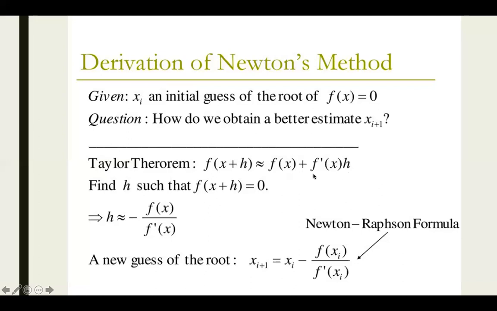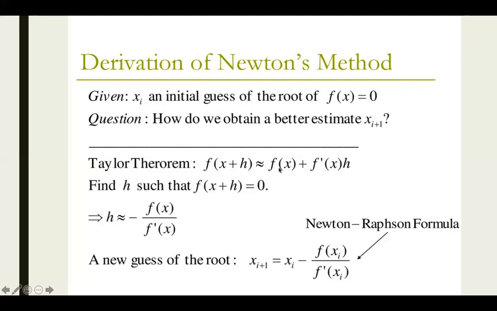Okay, but we are taking until the f dash of x only. So we have f of x plus h is equal to f of x plus f dash of x into h. Now we have to find h such that the function value becomes 0, right? When the function value becomes 0, that will be our root, right?